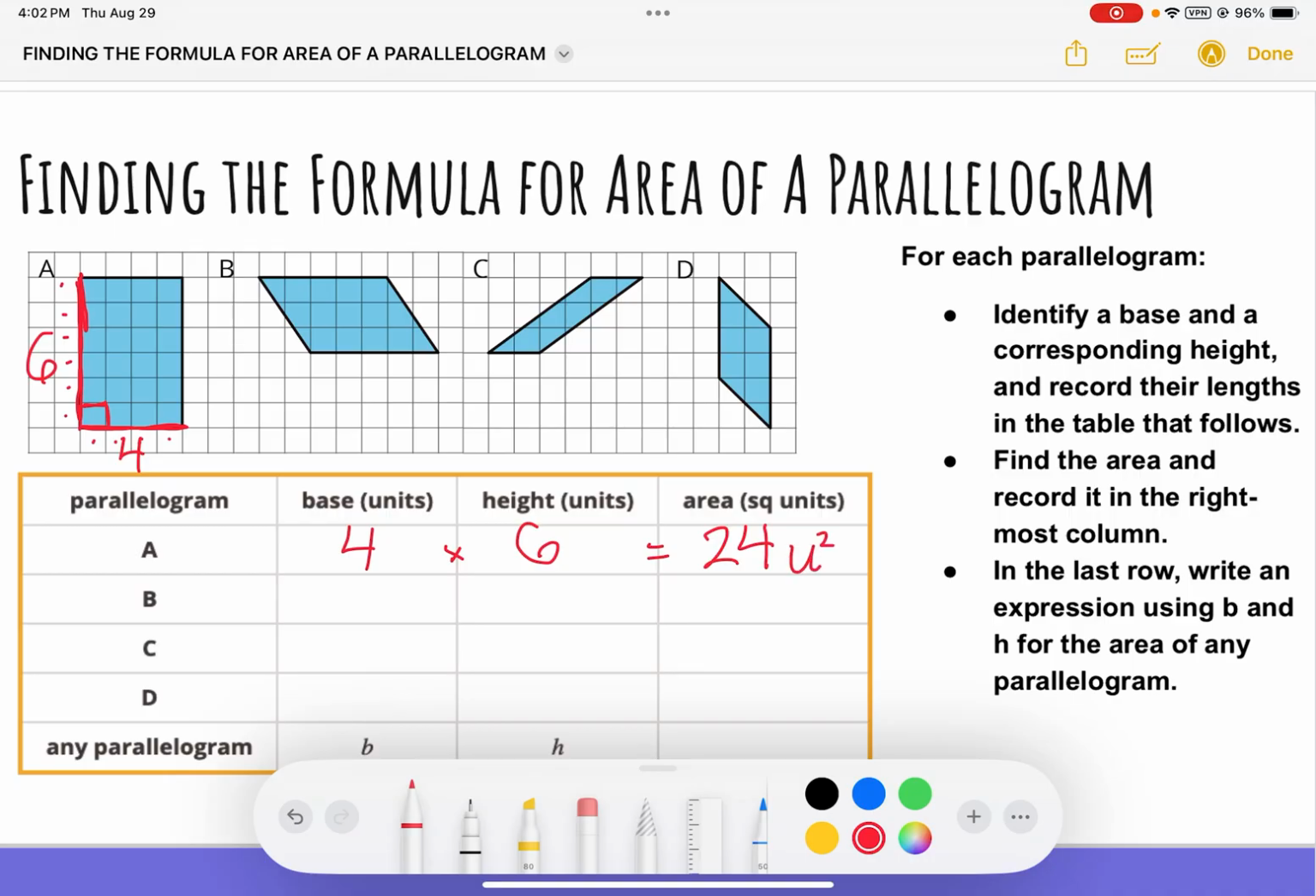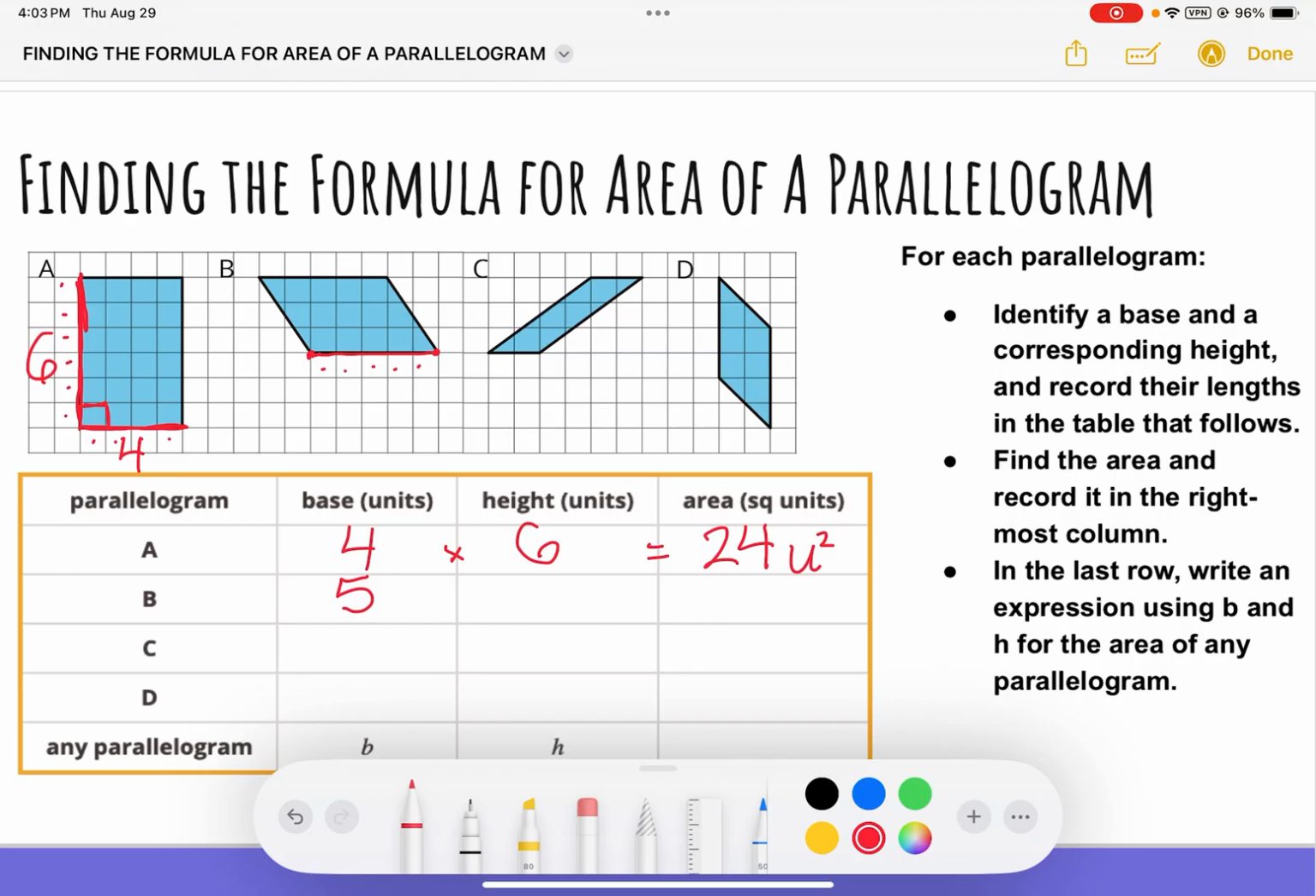Now for B. I'm going to pick the side for the base as a side that I can count the units, not a diagonal. I notice the bottom works for that. From point to point, this is my line. I can count how long that line is by just counting the squares. 1, 2, 3, 4, 5. So my base is 5.